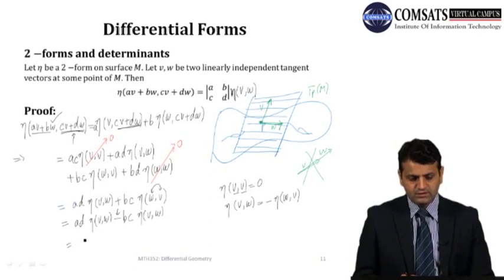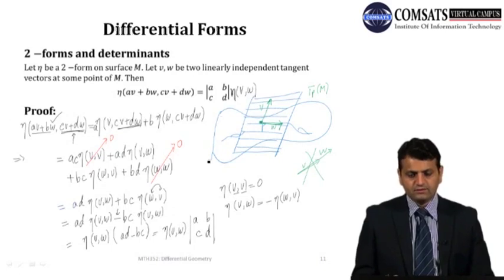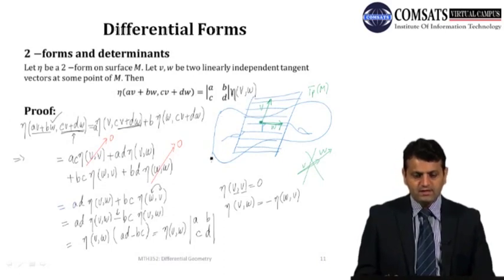सो दिस बिकम्स ईटा ऑफ VW, मैं कॉमन ले सकता हूँ, इनटू AD माइनस BC. नाउ दिस इज इक्वल टू ईटा VW. नाउ व्हाट इज AD माइनस BC? दिस इज बेसिकली द डिटर्मिनेंट AD BC. So this is the result. So this result is very important.